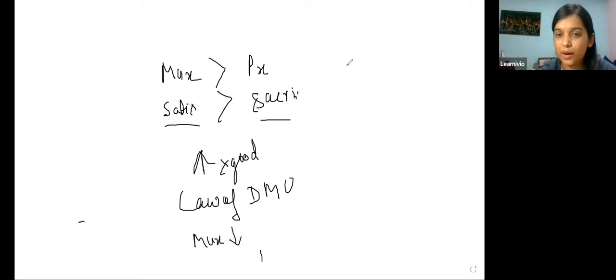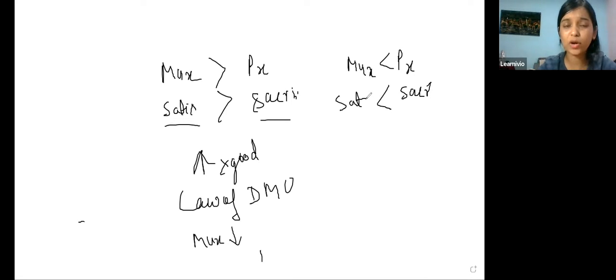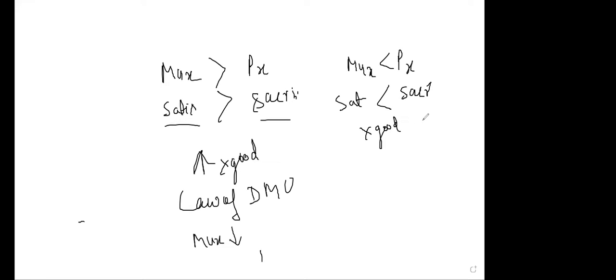Okay. Now, B part. Over B part, your MUX is less than your PX, right? So that means your sacrifice is more as compared to your satisfaction. If your sacrifice is more, you are like, oh my God, I wasted my money. Then what will you do for export? Will you increase or decrease? Decrease. Yes, you will decrease.